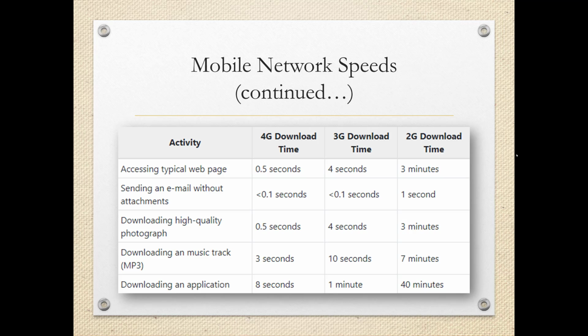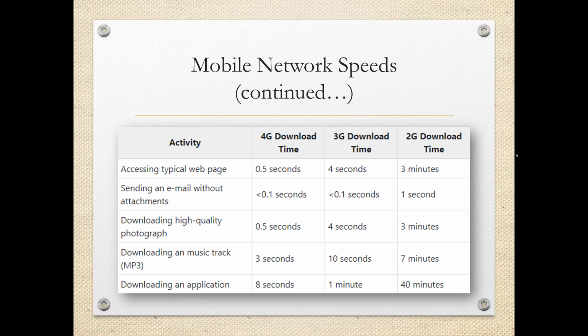I'm sure we'll feel like that about 4G, or as they call it, 4G LTE, soon when 5G rolls out completely. And these are just some of the typical times, comparing 4G, 3G, and 2G, for what you were doing and how long it would take. Accessing a typical web page with 4G takes about half a second. 3G might be about 4 seconds. So slow, right? But in today's time, 4 seconds would be an eternity to download a web page. And then you can go all the way back to 2G. It takes about 3 minutes for it to come up.